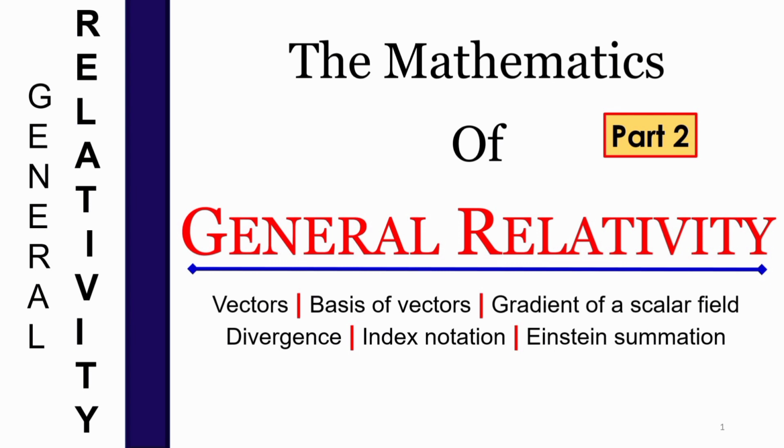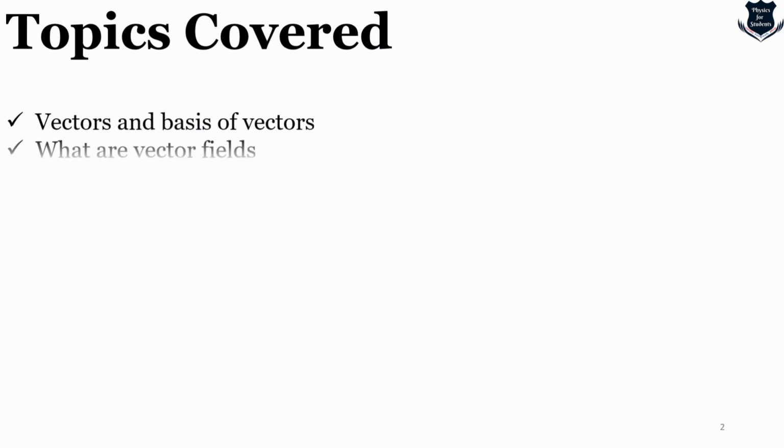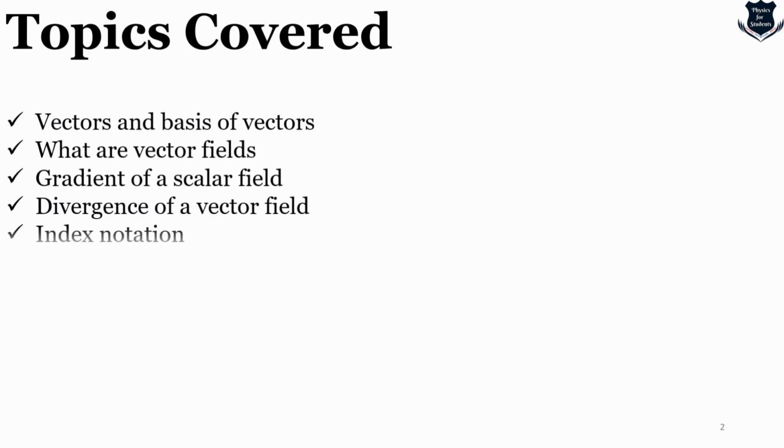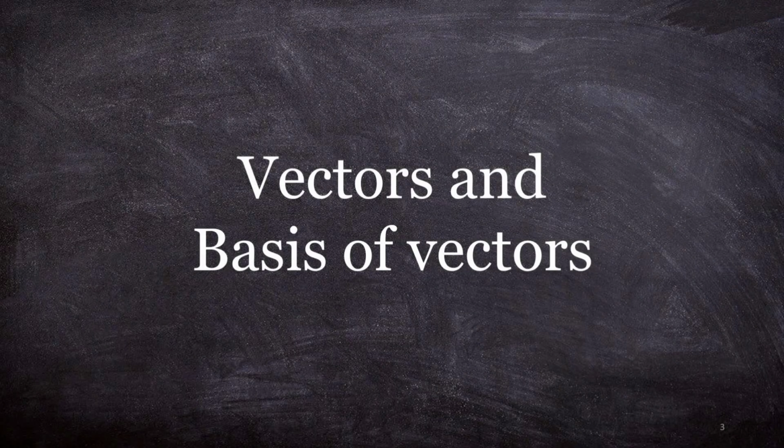So first, as we usually do, let us look at the topics we are covering. We will first start with vectors and bases of vectors, what are called vector fields, the gradient of a scalar field, divergence of a vector field, index notation, and finally Einstein's summation convention. First, we will start with vectors and bases of vectors.